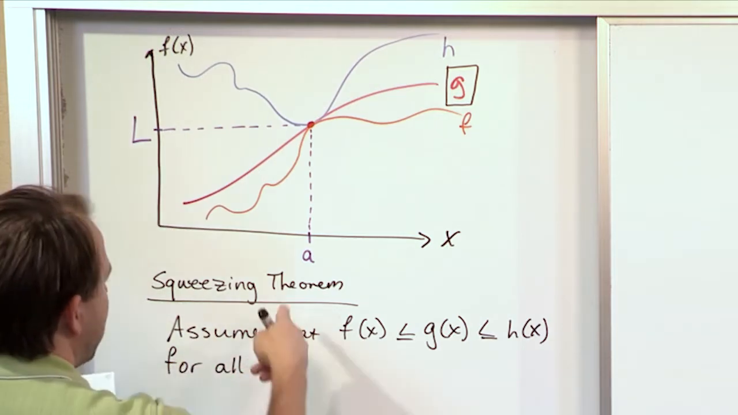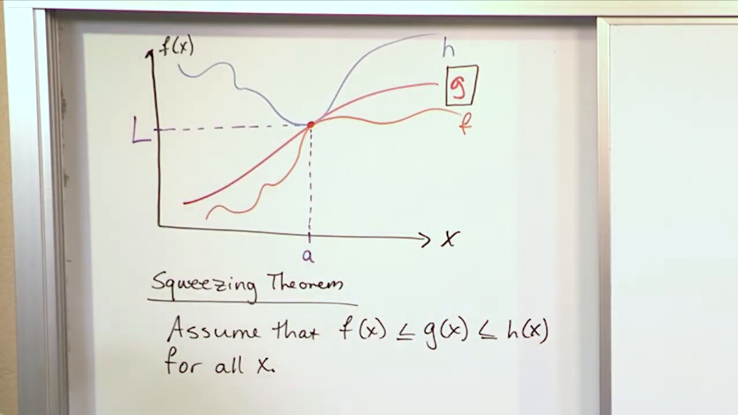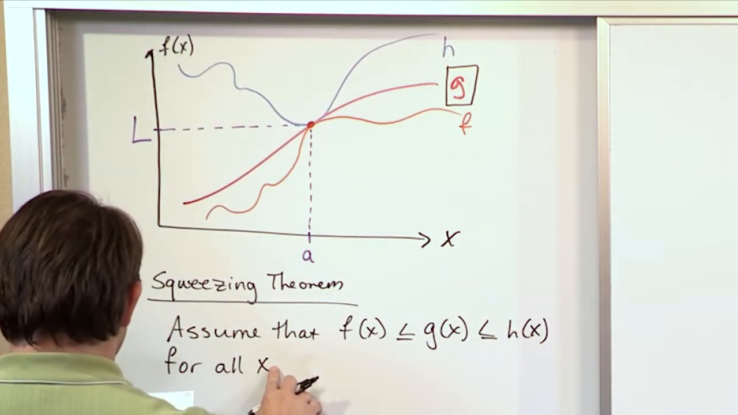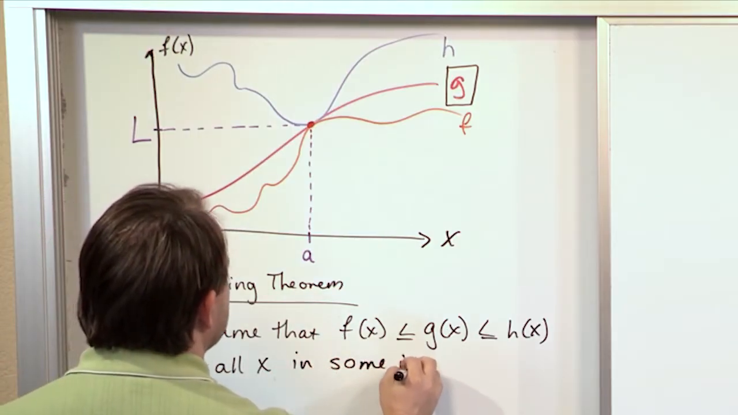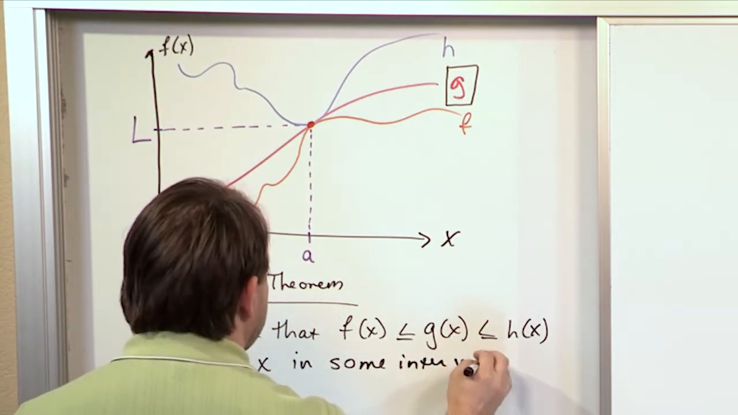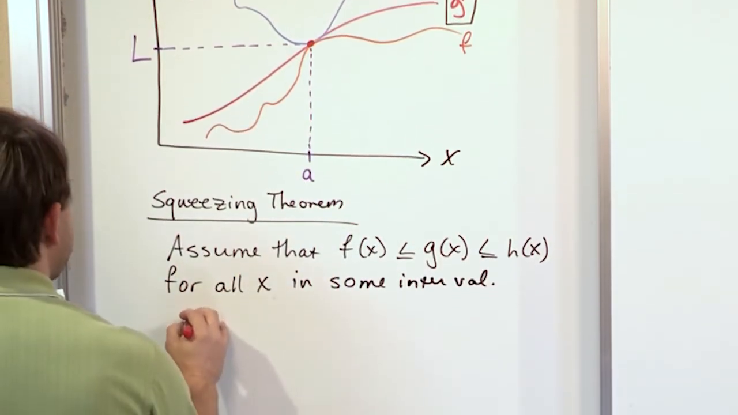So in order for this theorem to work, you have to be able to find a function that exists on the top and on the bottom of the function that we care about. Let's see, for all x in some interval. All right? Then the following is true.